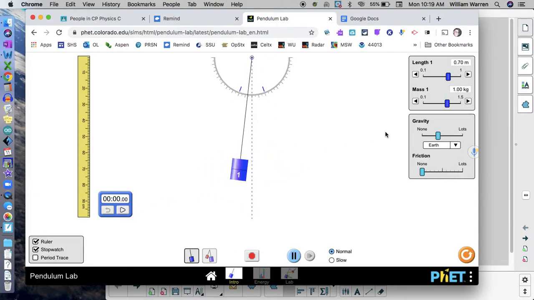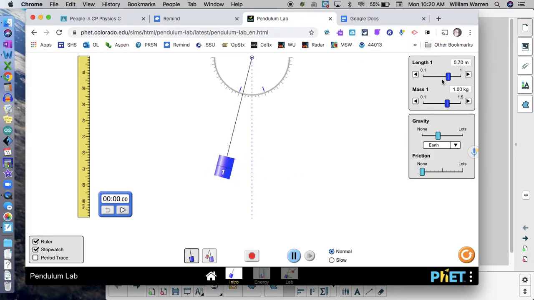We found that with the default length of 0.7 meters, it took about 1.7 seconds. Just to verify that: start, stop, about 1.72; start, stop, 1.7. You can see it takes about 1.7 seconds. I've done this probably 6 or 7 times today, and I'm always getting right around 1.7 seconds at that length.